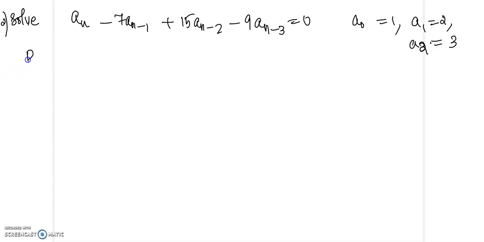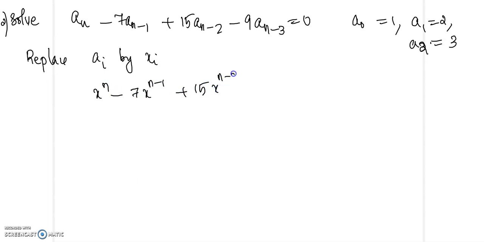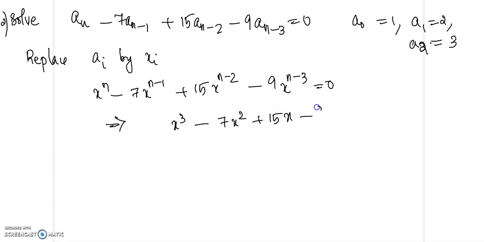So replace a_i by x raised to i, so that will give x to the power n minus 7 x raised to n minus 1 plus 15 x raised to n minus 2 minus 9 x raised to n minus 3 equal to 0. So we will get x cube minus 7 x square plus 15 x minus 9 equal to 0. So this is a cubic equation.